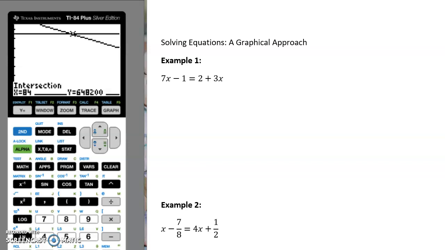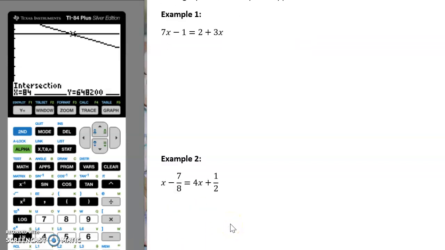So here is a video expanding upon the video that you saw previously dealing with solving linear equations algebraically. This is solving some of the same linear equations that were solved in the previous video, but using a graphical approach. So we're going to jump right into the example.